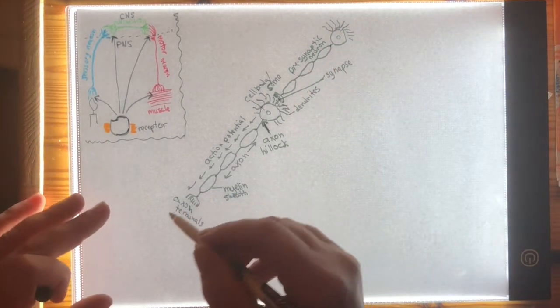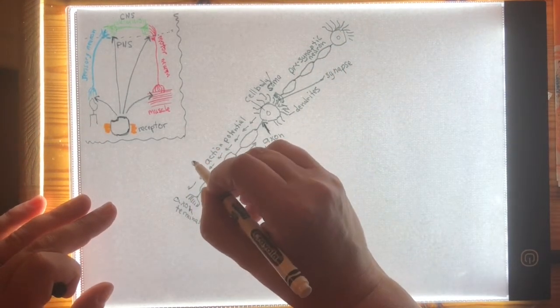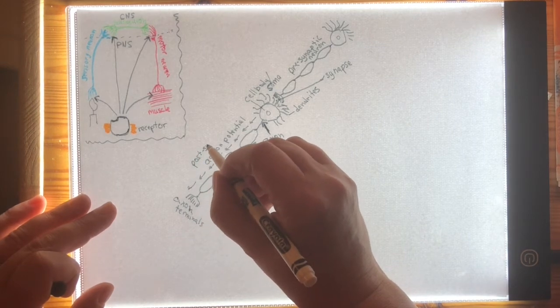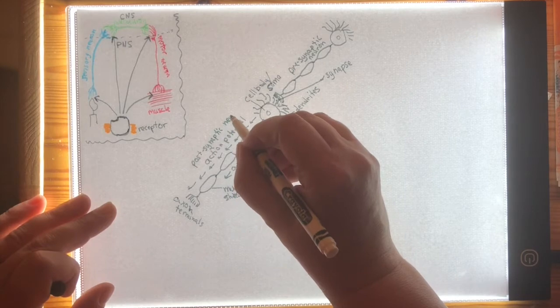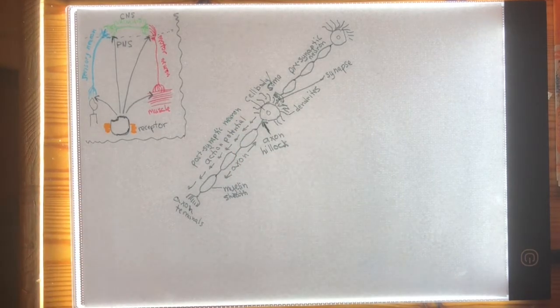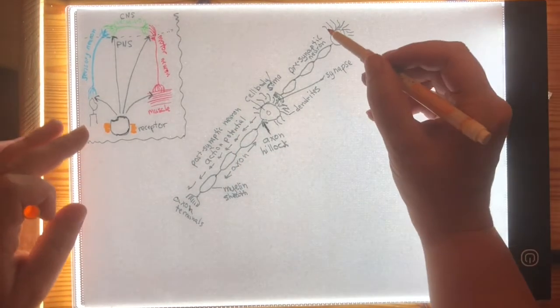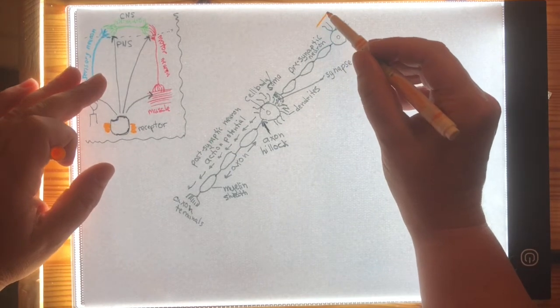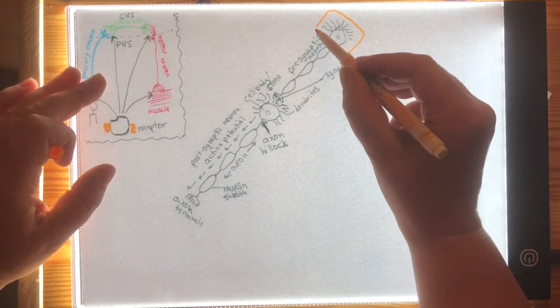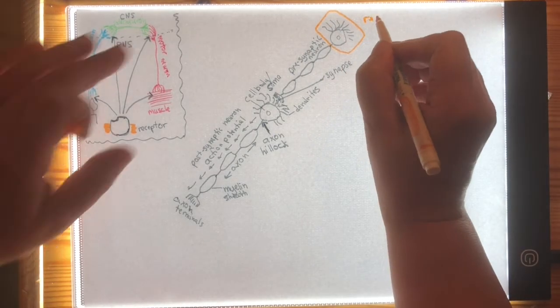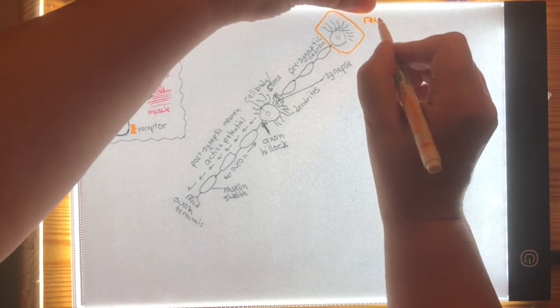So the cell that is cell number one, the one that is talking, is called the presynaptic neuron because it comes before the synapse. And then we have the postsynaptic neuron, which receives the information at the level of the synapse. I'm going to put an orange box around some structures here because I want to emphasize the portion of the neuron which is receptive to signal.